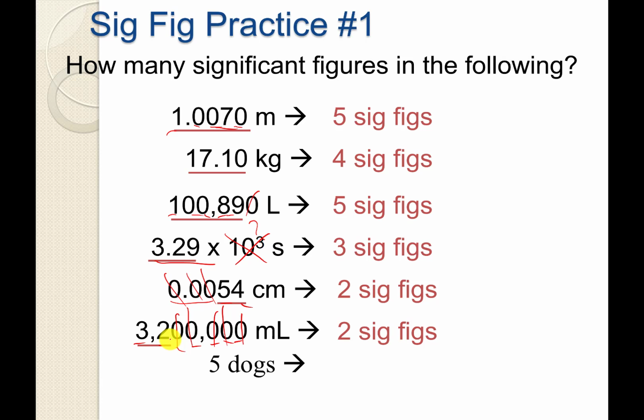All right, finally 5 dogs. We're not worried about possibly having 5.01 dogs or 5.0123 dogs. We counted 5 dogs. We know we have exactly 5 dogs. Therefore, we have unlimited significant figures.